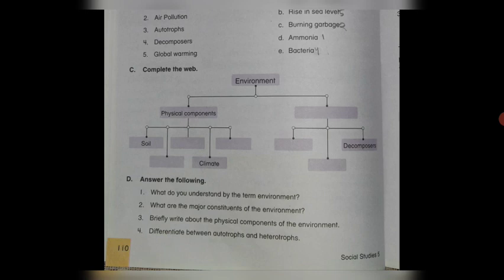Briefly write about the physical components of the environment. We already discussed the lithosphere, hydrosphere, and atmosphere. You write from your book, page number 105. Difference between autotroph and heterotroph. Autotrophs produce their own food, and heterotrophs are the consumers. Write that down from page number 106.